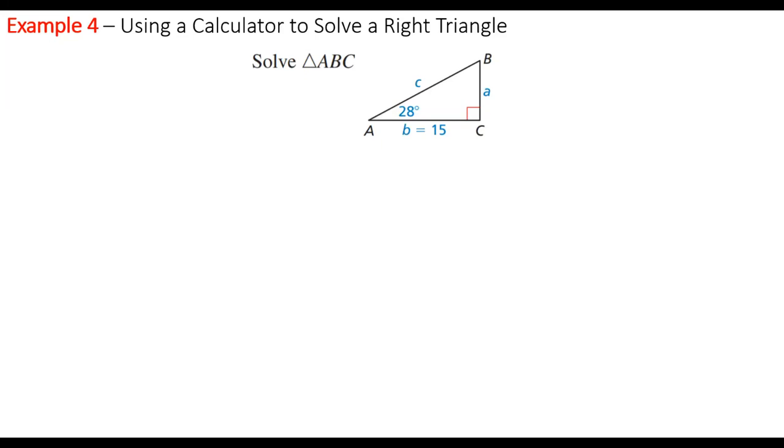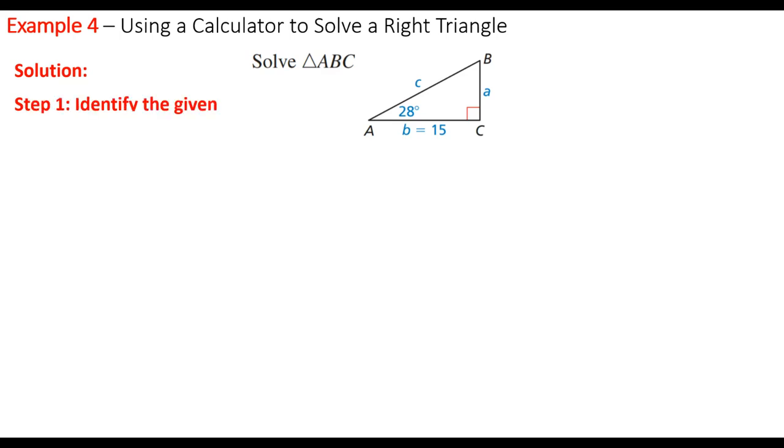Now let's go to example number 4, which is using a calculator to solve a right triangle. When it says solve a right triangle, it means we will solve for all the angles, so we need to identify the measurements of all the angles, these three angles here, and we will also solve for the measurements of all the sides. Okay, so that's how to solve a right triangle.